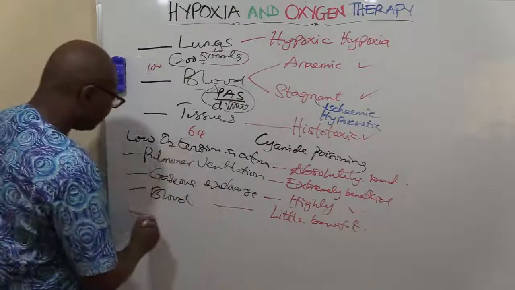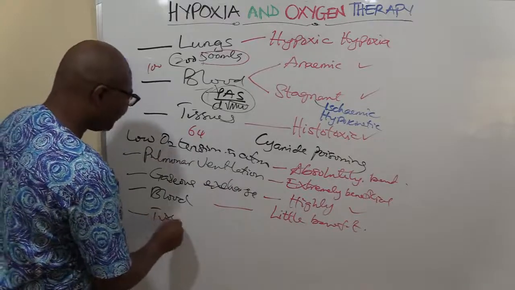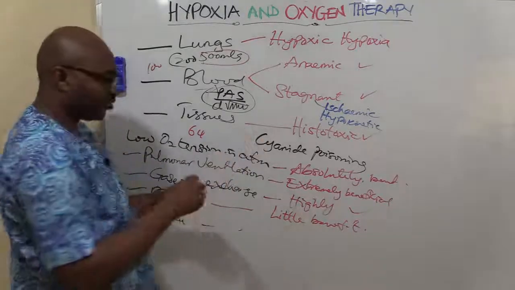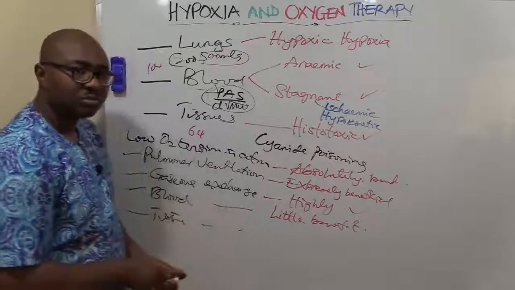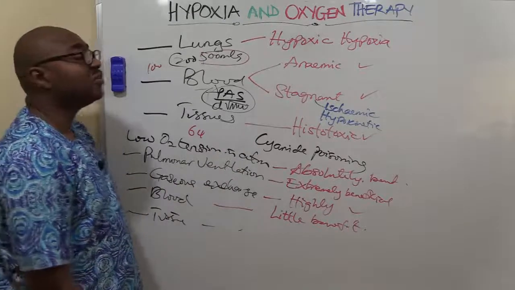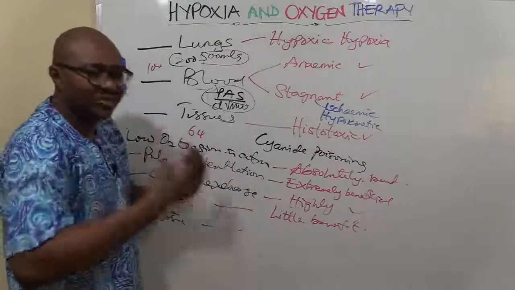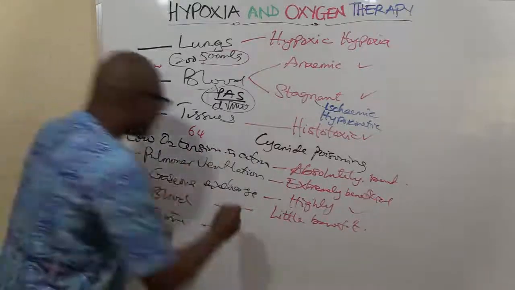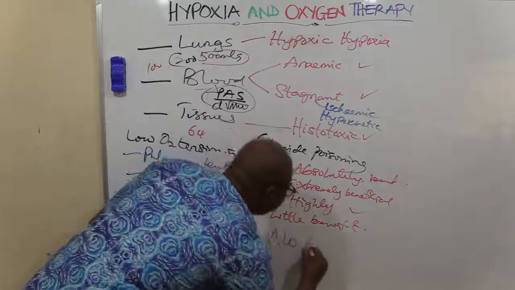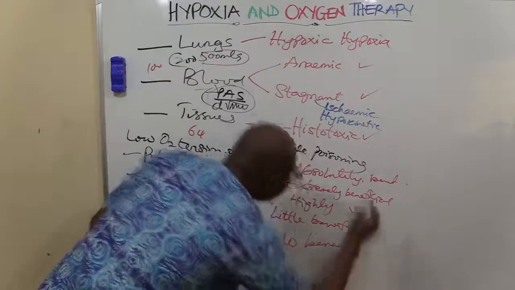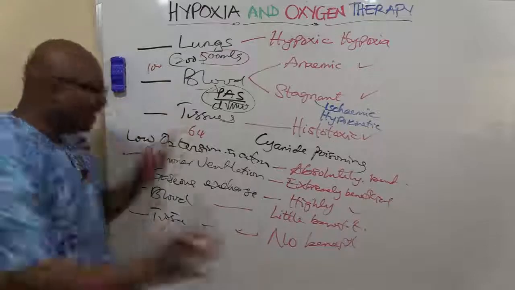Then at the tissue level, if the problem is coming from histotoxic hypoxia, cyanide poisoning and so on, give all the oxygen you want to give in this world. They cannot utilize oxygen at all. So oxygen therapy is of no benefit at all. Absolutely no benefit. So you see the scenario.